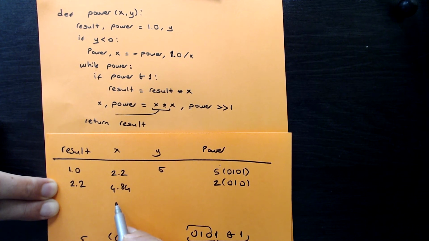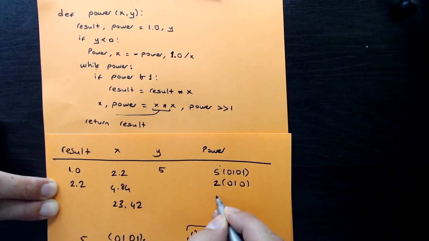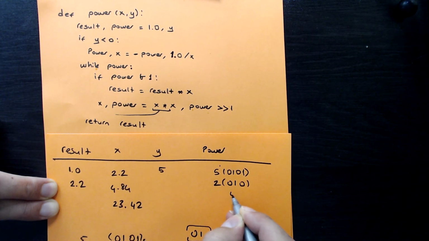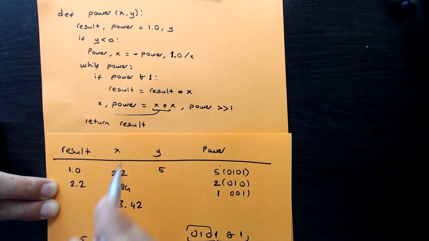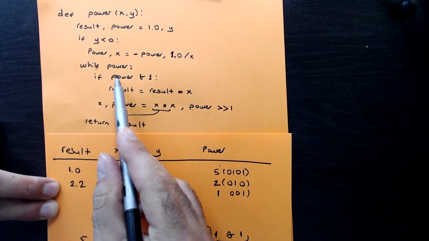And so that's going to become 23.42. And then what's our power? We're going to right shift our power by 1. That's going to become 0, 1. And that's becoming 1. Now we go back to our loop. Our result hasn't changed because of that, and we'll come back to our loop again.